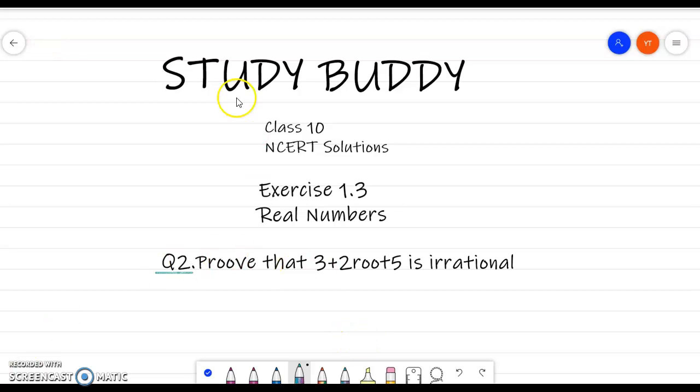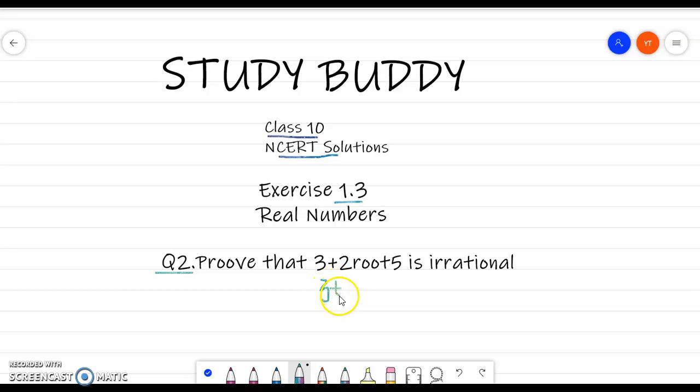In this channel, I'll be uploading all the solutions of CBSE Class 10 Mathematics. So today we're going to solve the second problem from exercise 1.3 from Real Numbers chapter. So let's get started with the second question. Question number 2. Prove that 3 plus 2 root 5 is irrational.